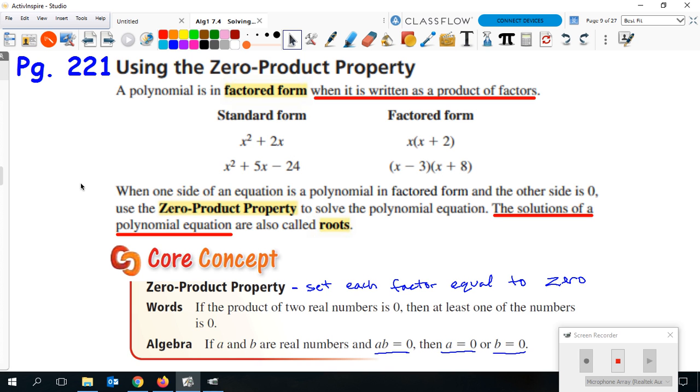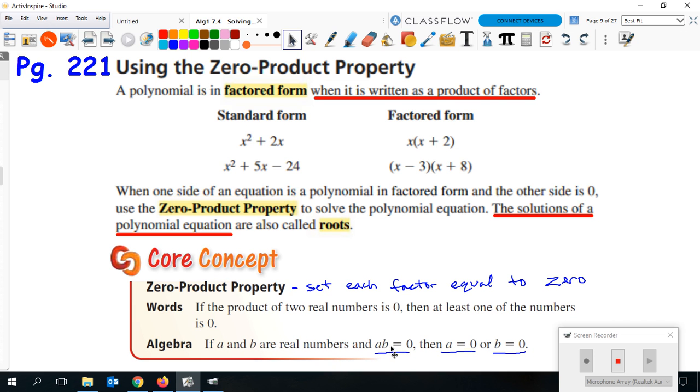Now we're looking at this new thing called the zero product property. Once we get it into factored form, they're going to be set up in factored form at the beginning for us, and we need to use this zero product property. You can see what it says here about the solutions. Basically, what is the zero product property? It's where you set each factor equal to 0. You want to write that down either in the vocabulary or in this core concept. And you can see here the example of it.